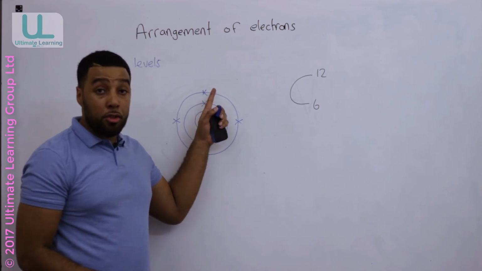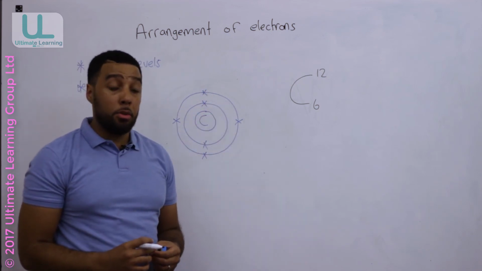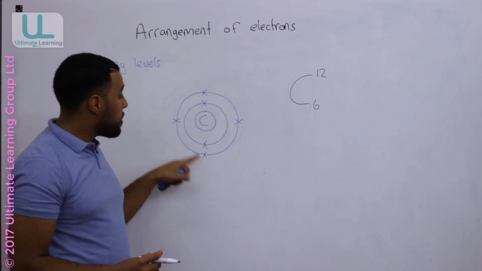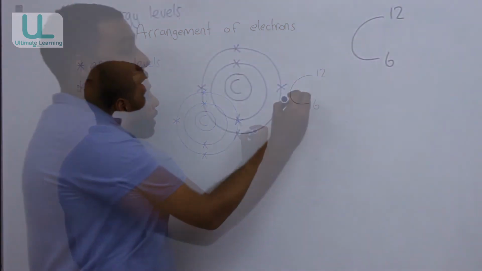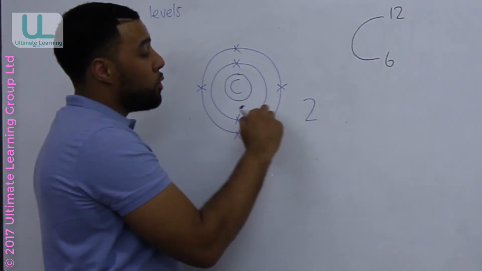Carbon will be found in group 4 of the periodic table because it has 4 electrons in its outer shell. And the configuration for carbon would be 2,4.